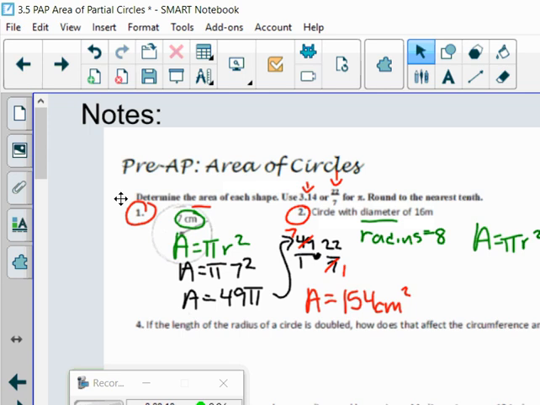Okay. Then the next one, we already said that the radius was 8. When I substitute that in, area equals pi times 8 squared, which is equal to 64 pi. Again, that's not a multiple of 7, so it's not going to really save me any effort by doing that. So I'm going to use 3.14. Okay, add it all up: 200.96.